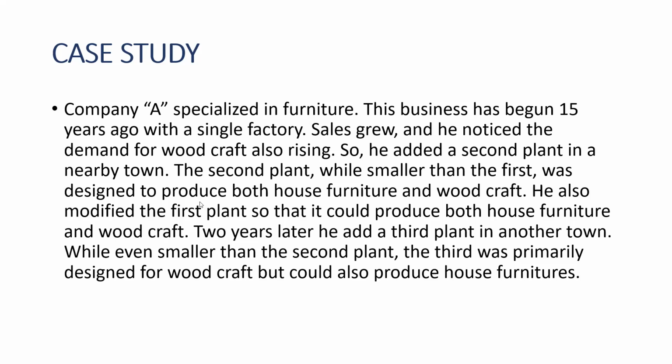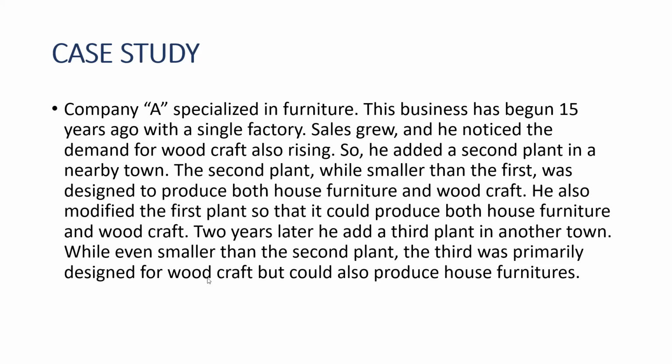Later, he also modified the first plant so that it could produce both house furniture and the woodcraft. So now the first plant and the second plant of company A can produce both furniture and the woodcraft. Two years later, he added a third plant as well. But this third plant is in another town. While even smaller than the second plant, this third plant was primarily designed only for the woodcraft. But it can also produce house furniture if needed.